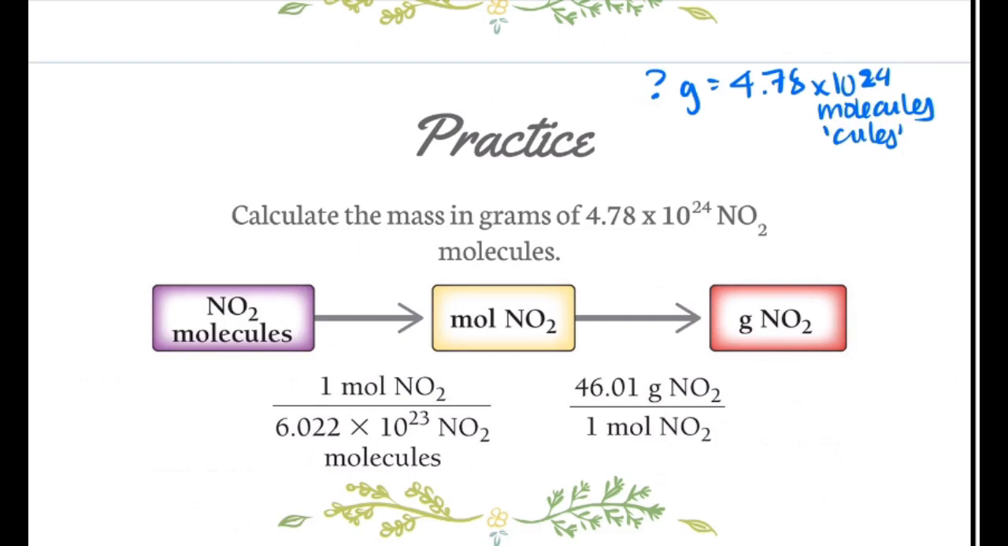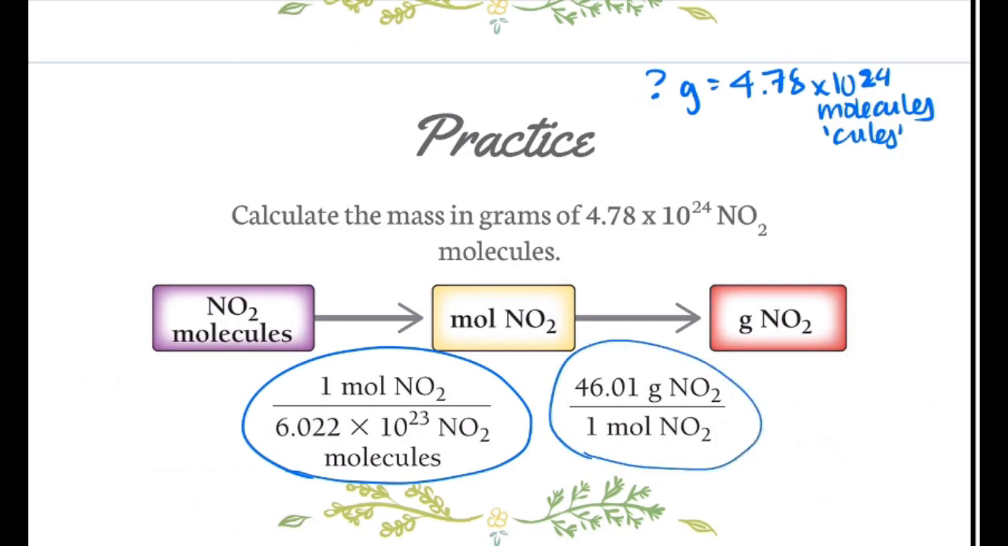So if I want grams and I have molecules, anytime I have a tiny amount of particles, I know I need to use Avogadro's number. Now, Avogadro's number, as you can see here, gets me to moles, not to grams directly. So I will need two conversion factors here to get to that answer. So go ahead and try that if you got stuck on it the first time.